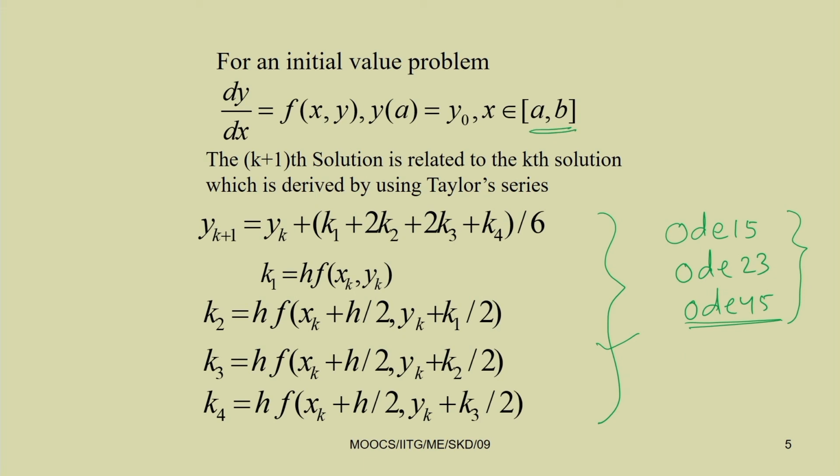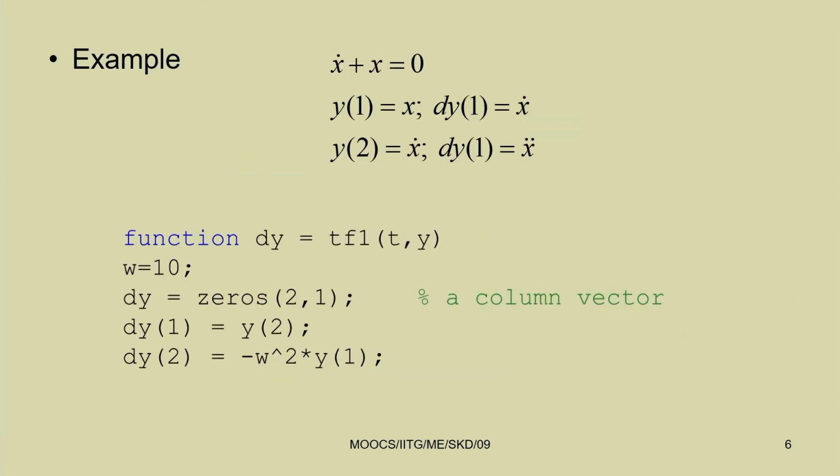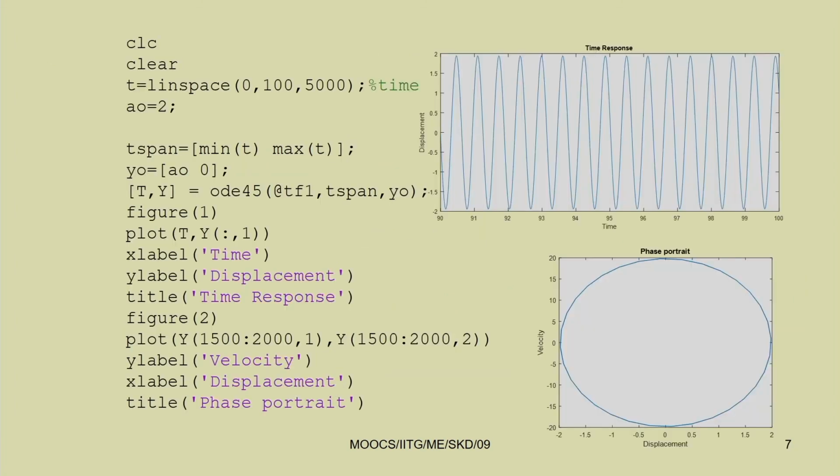Taking an initial condition of x0, y0, you can solve a differential equation of the form dy by dx equal to f(x, y) by using this numerical method. This numerical method is a very powerful method for solving differential equations. We have seen some examples also, and you know how to plot these.